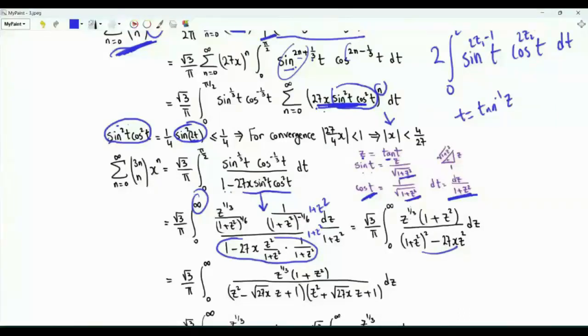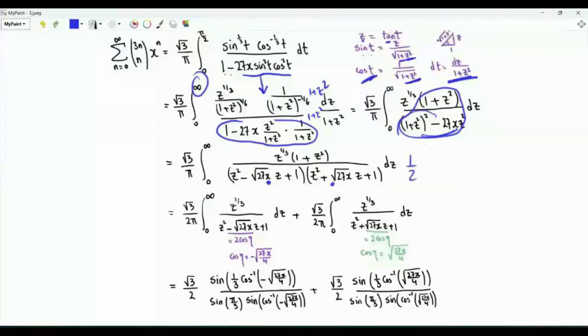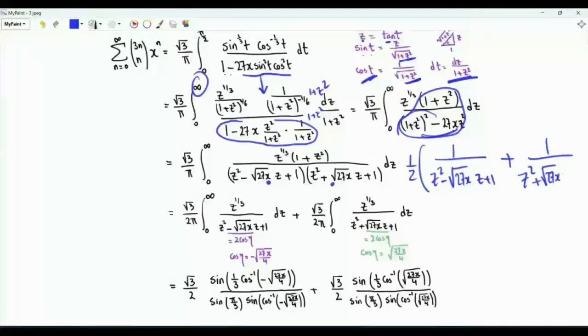In the numerator, we have z to the 1/3 times 1 plus z squared. The denominator can be written as this product using the difference between two squares. Note that this quantity here can be written as 1/2, 1 over z squared minus the square root of 27x, z plus 1, plus 1 over z squared plus the square root of 27x, z plus 1. If we combine these two guys in the numerator, those go away and we get 2z squared plus 2 divided by 2, we get the numerator here. After doing partial fractions, split the integral into two integrals.